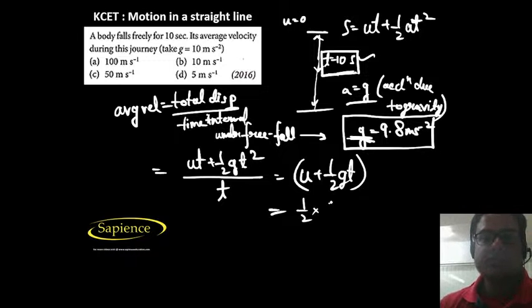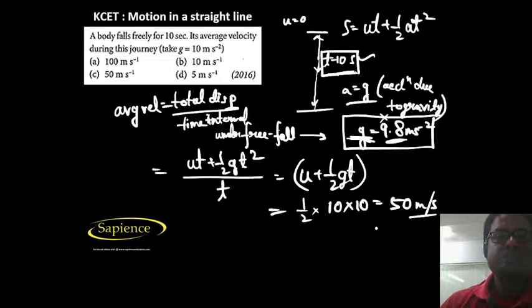So that will be half into g, and here we have to take g as 10. It is told we should not take 9.8. If it is not given, then we should take g as 9.8, but here since g has been given as 10, you should take that only. So half into g into t, t is also 10 here. So 100 by 2, that is 50 meter per second. So option C is the correct answer.